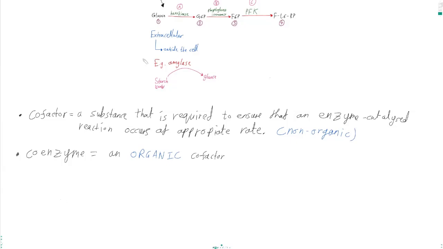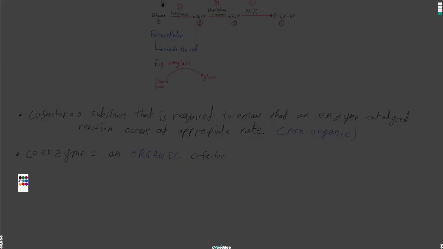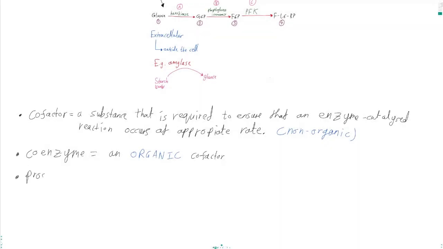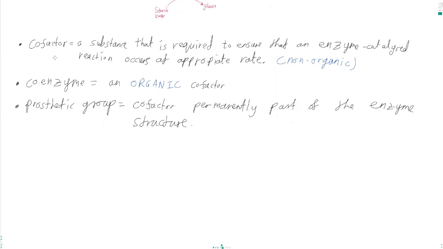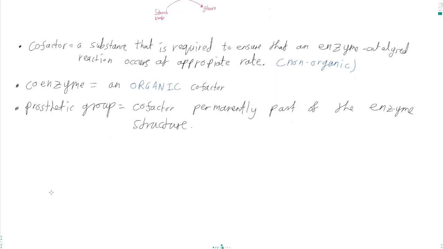So a cofactor which is a prosthetic group is a cofactor which is permanently part of the enzyme structure. So those are our key definitions that we need.